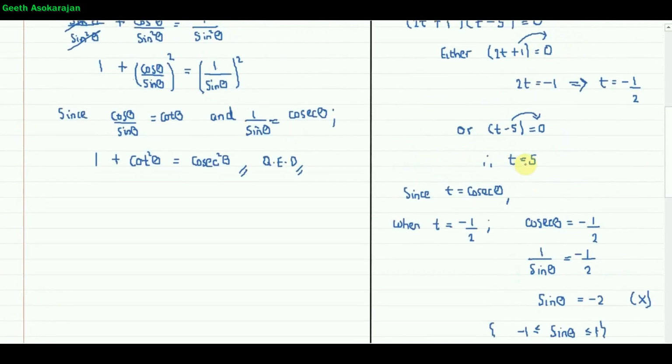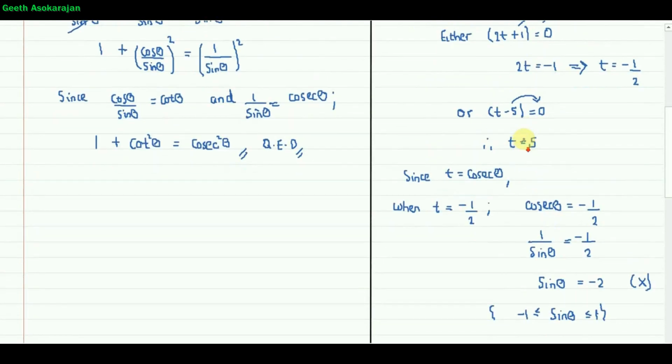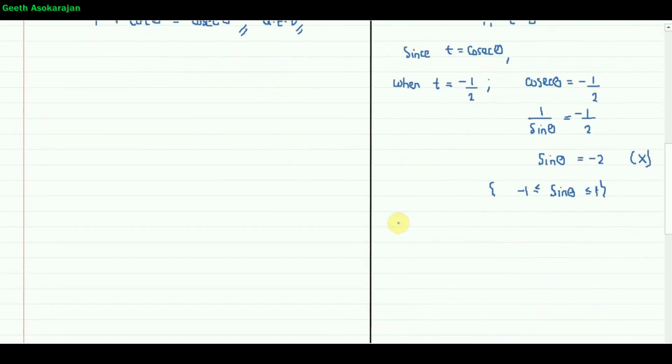So let's have a look at the other answer, t equals 5. If I replace that in my substitution, when t is equal to 5, I want to replace cosec theta is equal to 5. Remember, cosec is 1 over sine, so 1 over sine theta is equal to 5. And if I rearrange this in terms of sine, I would have sine theta being 1 over 5.